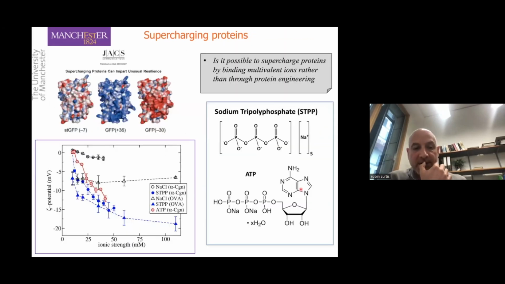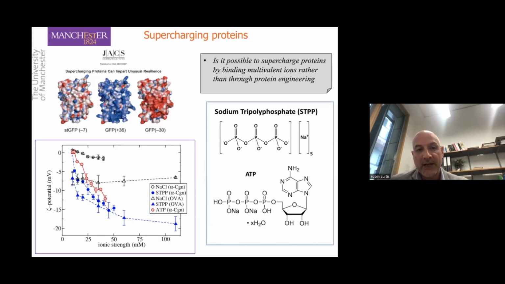And then the other system that we wanted to look at in terms of specific ion effects is this: because multivalent ions do bind to proteins, you could also ask the question, can you actually bind these multivalent ions to a protein that has the same charge as the multivalent charge? So we wanted to look at whether we could bind multivalent phosphate ions to negatively charged proteins to overcharge them and increase the colloidal stability, which should reduce the aggregation resistance.